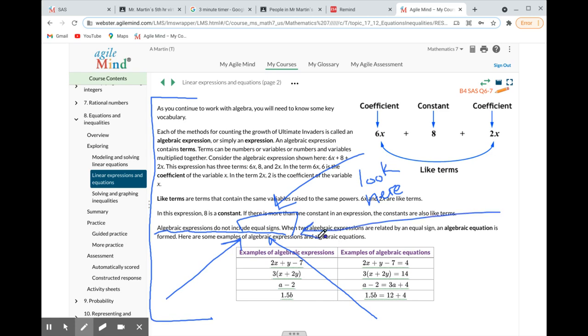They don't have an equal sign. Thank you. They don't have equal signs. Good job.